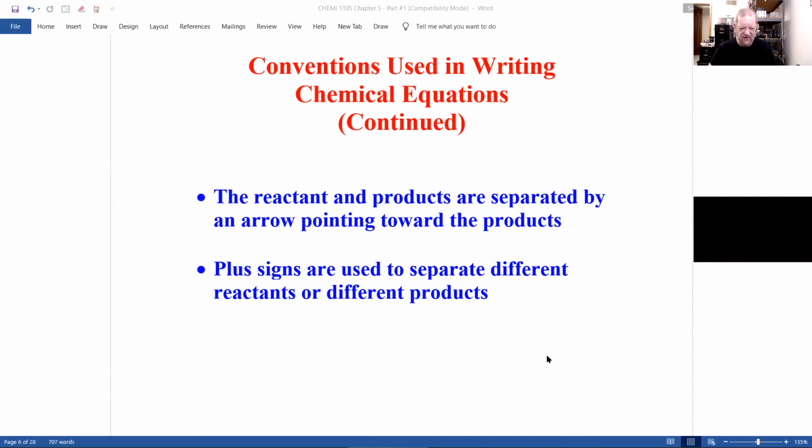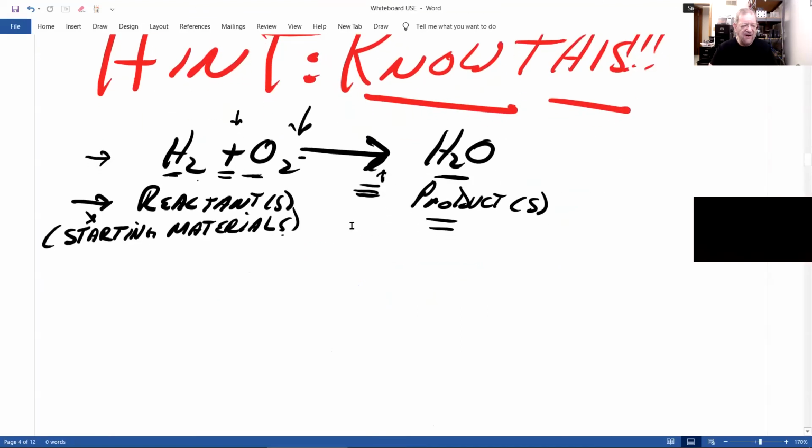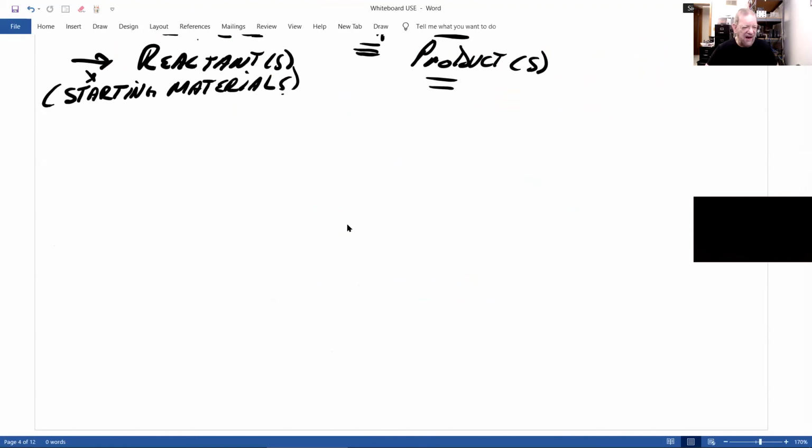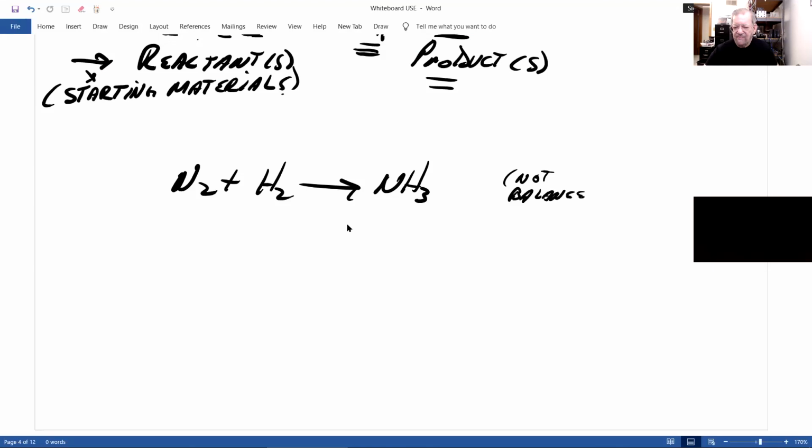And let me give you one to try. I talked about it earlier. This is not balanced. For those of you who know balance, which are the products, which are the reactants of that chemical equation? Nitrogen plus hydrogen make ammonia.